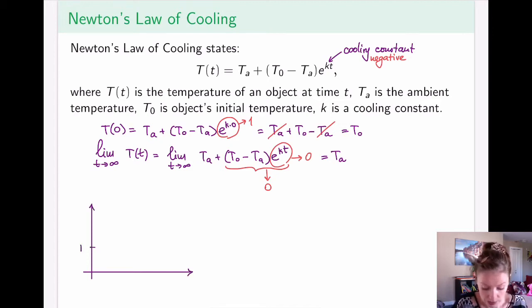So let's say this is my ambient temperature right here. That's something that my object is going to approach. It's not going to go below it unless we introduce something else into the picture. And the initial temperature, T0, starts up above it. Again, we're thinking in terms of cooling down, not heating up. So the temperature of my cooling down object will approach the ambient temperature, never going below it, but probably eventually actually reaching it. Okay, so let's see how this can be used in applications.